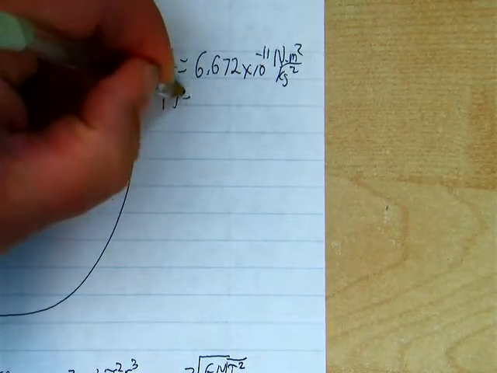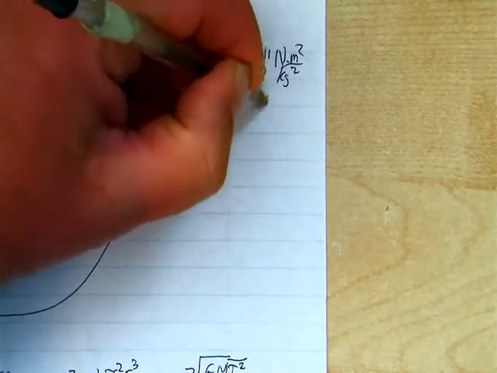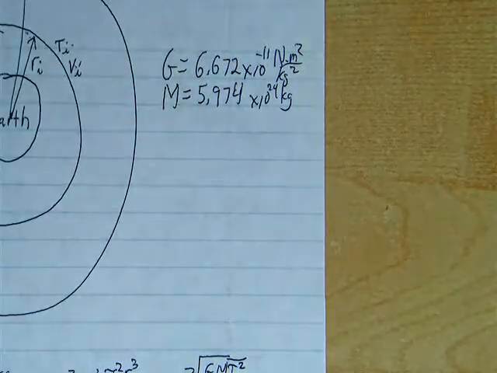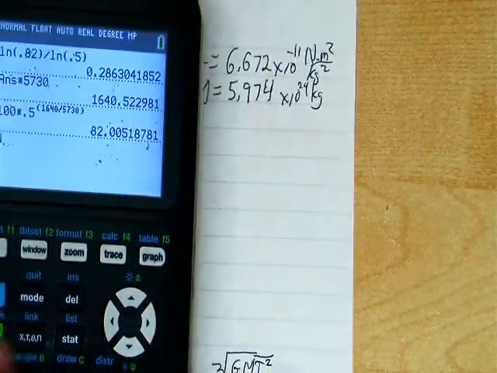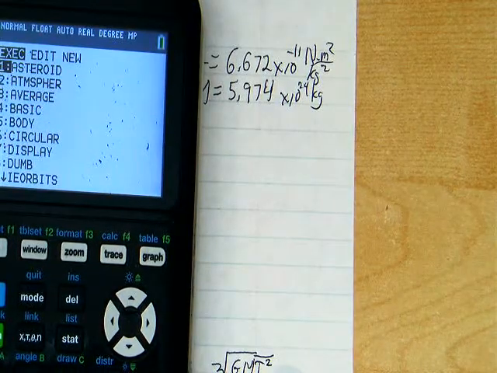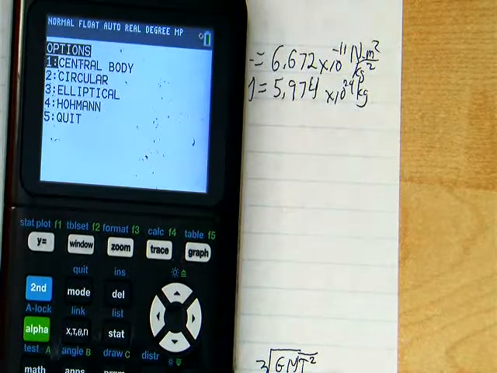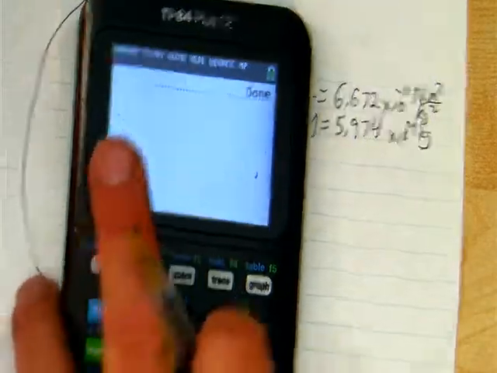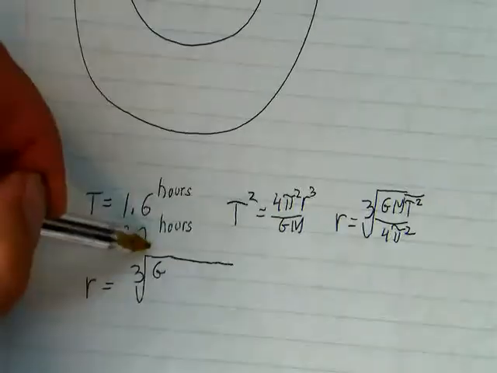The mass of the Earth is 5.974 times 10 to the 24th power kilograms. And I'm putting both of those into my calculator memory so that I don't have to keep typing them in over and over and over again. So central body set to be Earth, and then let's quit. Okay, so G and M are in my calculator memory.